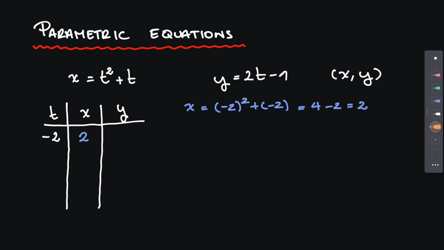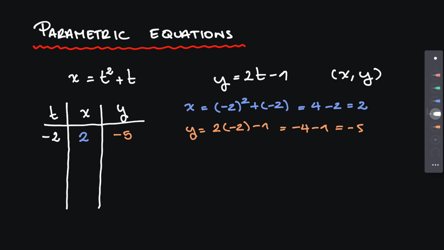And what about the value for y? So y will be equal to 2 times -2 minus 1. But 2 times -2 is -4, minus 1, and -4 minus 1 is -5. So we now have our first coordinate when t is -2, and that coordinate is (2, -5).